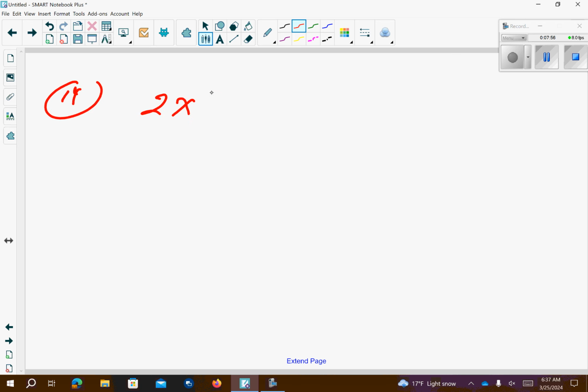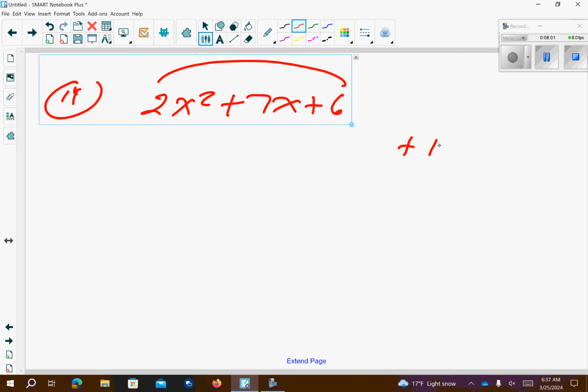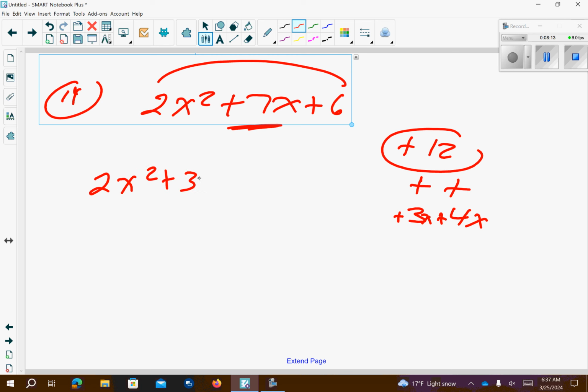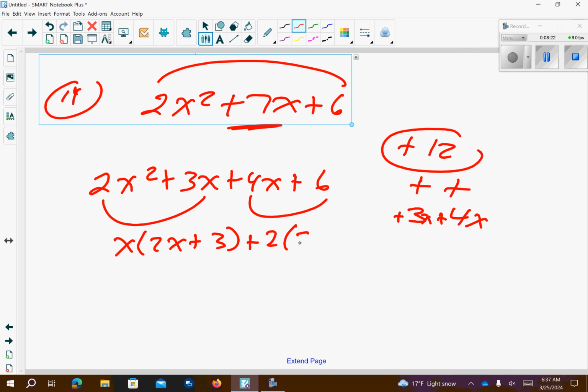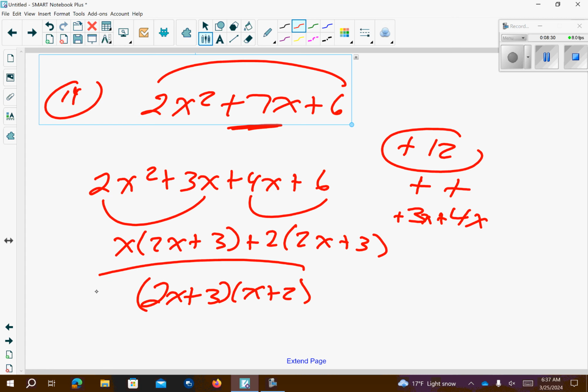Number 14, I get 2x squared plus 7x plus 6. Let's multiply those together, so I get a positive 12. The factors that add up to give me a 7 are going to be 3 times 4, or 3 plus 4. So it's plus 3x and a plus 4x. So I get 2x squared plus 3x plus 4x plus 6. That's going to give me x and 2x plus 3. The plus comes down. Bring a 2 out. So that gives me 2x plus 3 and x plus 2. And there's our answer.